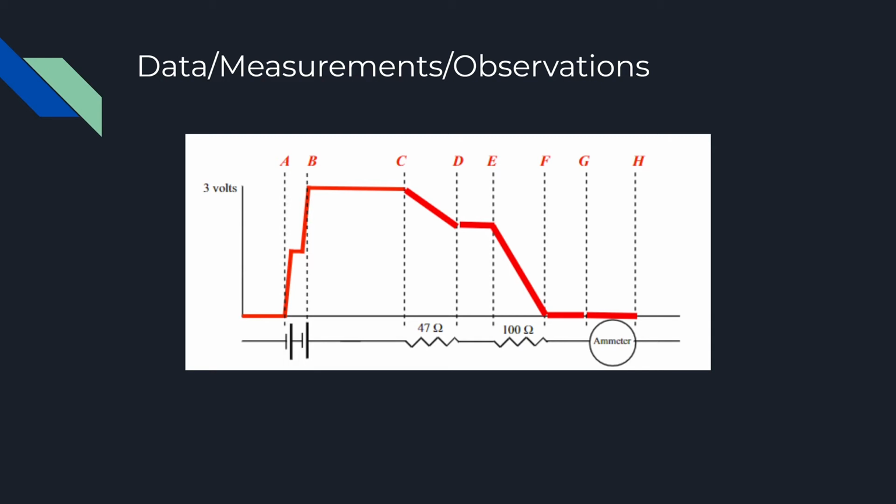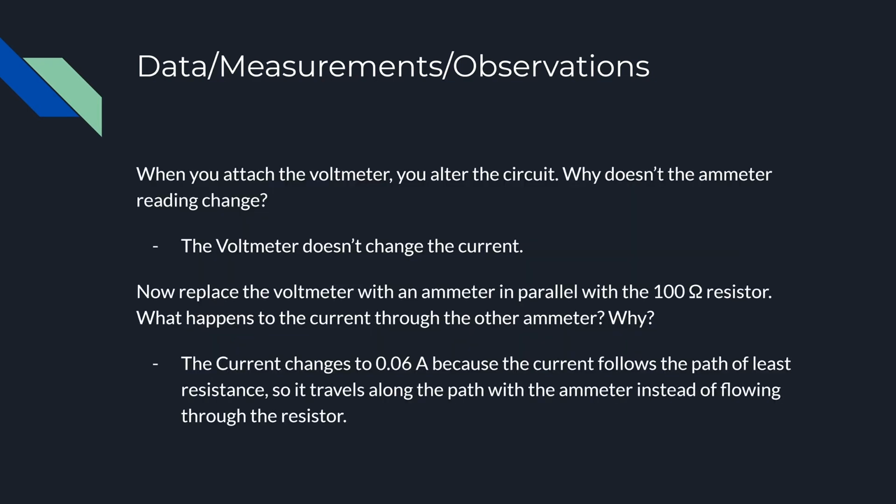Here is a graph of my data and observations. When I attached the voltmeter, I altered the circuit, but the ammeter didn't change because the voltmeter doesn't change the current. Once I placed the voltmeter parallel with the 100 ohm resistor, the current changed to 0.06 amps because the current follows the path of least resistance, so it travels along the path with the ammeter instead of flowing through the resistor.